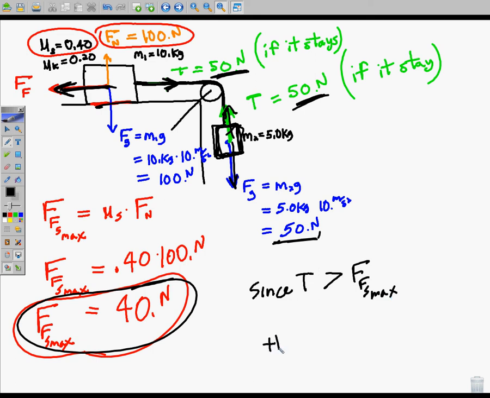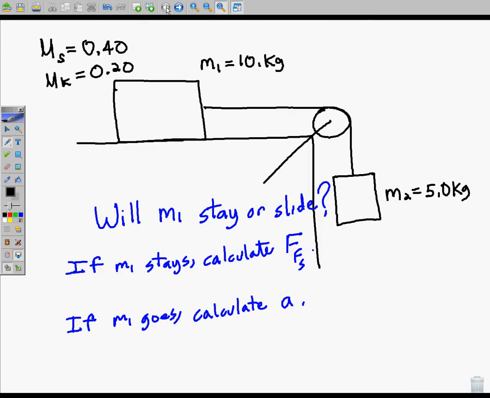Therefore, it goes. It slides. Slide, baby, slide. And then what was the question? If it slides, what did you have to calculate? So, will it stay or will it slide? We now know it's going to slide.